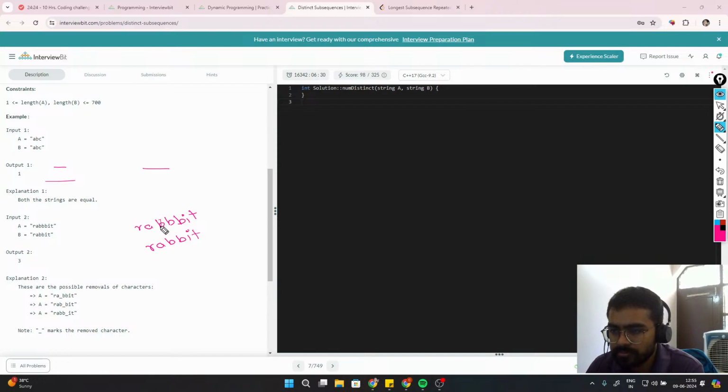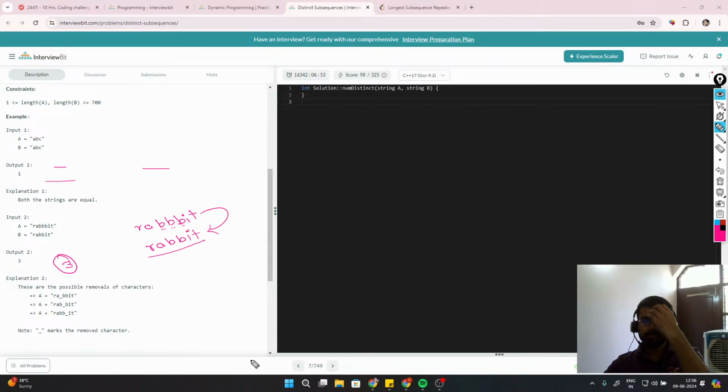If I remove this B, I can make one. If I keep this B and remove this B, I'll make one more. If I remove this, so three characters I can remove. Three possible ways. If I remove this, remove this, remove this, I can make this from here to this. I only have to remove a character. Correct.